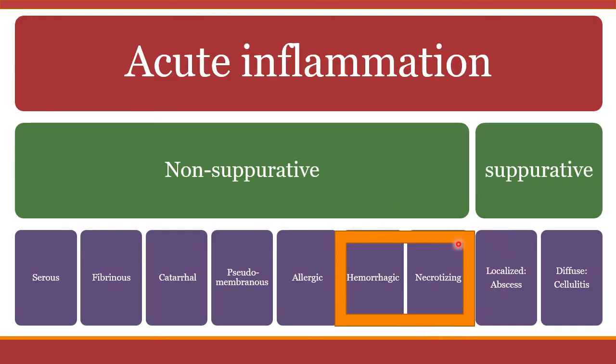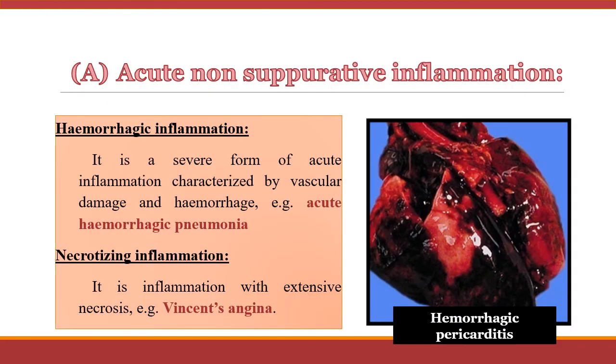The last types of nonseparative inflammation are the hemorrhagic and the necrotizing types of inflammation. What is a hemorrhagic inflammation? It's again a severe form of inflammation that is characterized by extensive vessel damage, and when the vessels are damaged, we have extensive areas of hemorrhage also. And one of the examples is called acute hemorrhagic pneumonia.